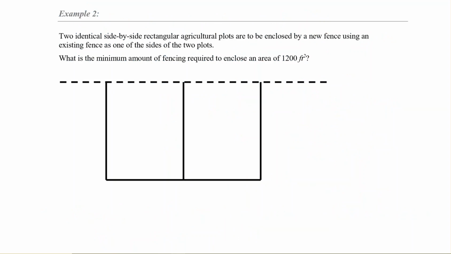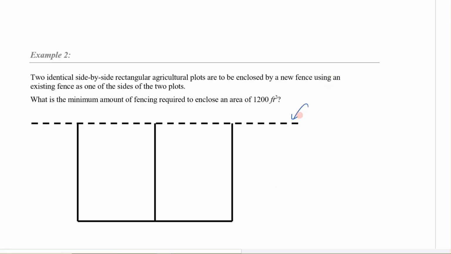Let's try one more example. So pause this video and take a moment to read this example. So we are given two identical side-by-side rectangular plots and they are to be enclosed by a new fence using an existing fence as one of the sides of the two plots. So this one is the existing fence.